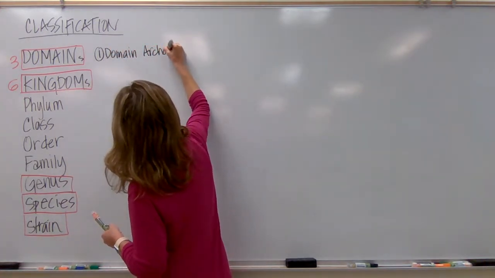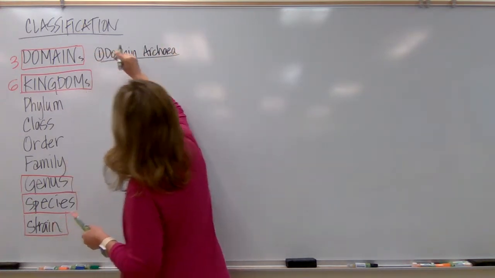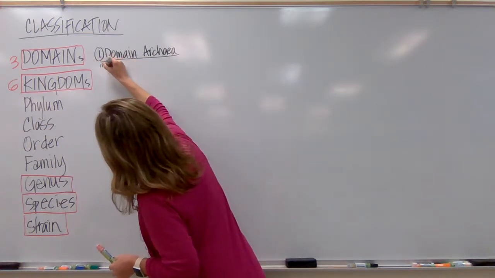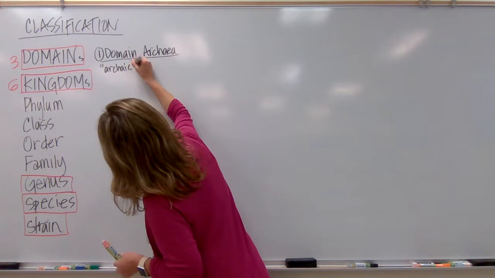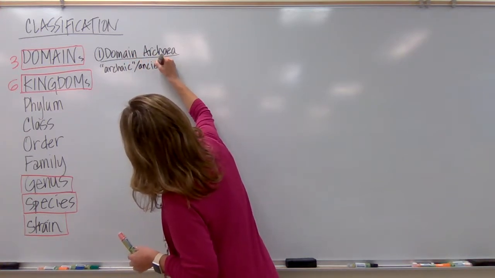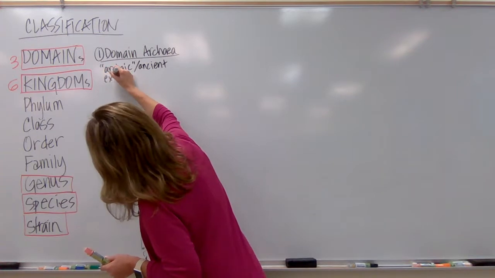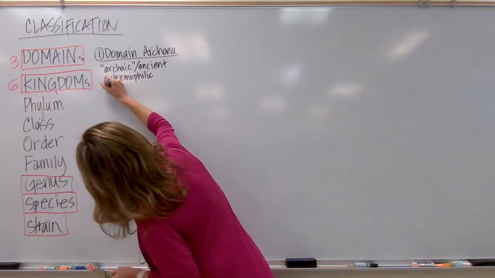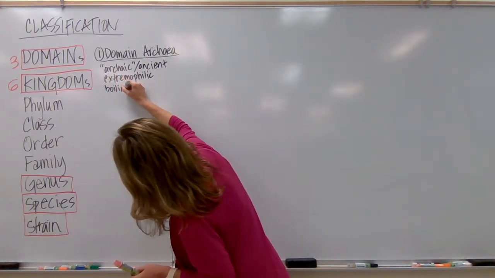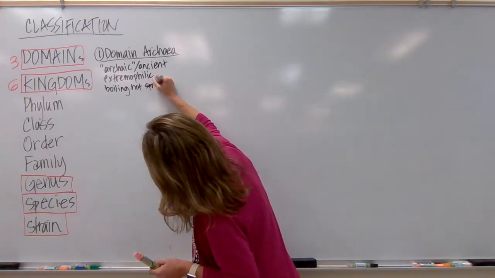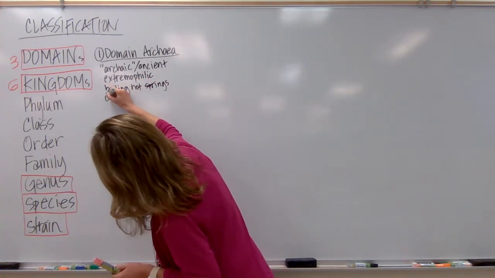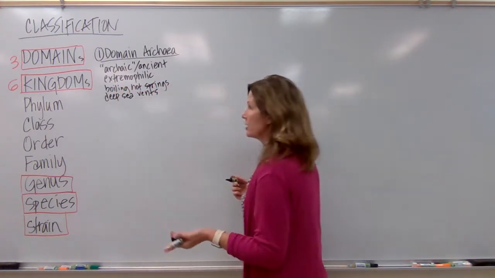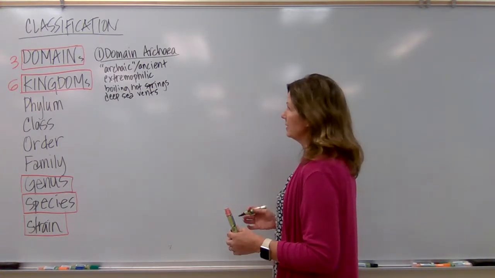This one was named because of the ancient, very old, archaic types of cells. They are extremely extremophilic, meaning they like conditions like boiling hot springs or deep sea vents. Very extreme conditions that a lot of organisms can't withstand.